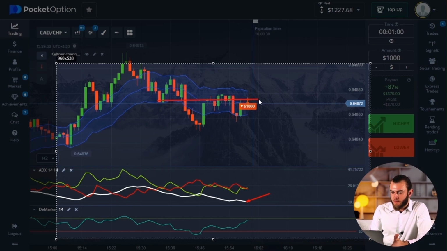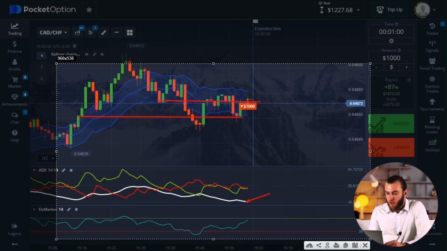Let's sketch a corridor. We have one level passing through the middle line of the Keltner channel on the upper side. Right here. The second level is positioned slightly lower than the level above it. Right here, this is the level of support. So we trade from the top of the corridor and patiently wait for the price to drop to its lower boundary.